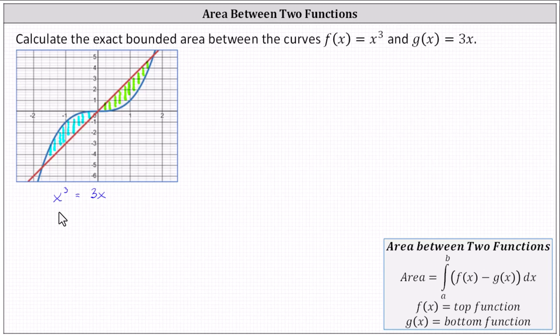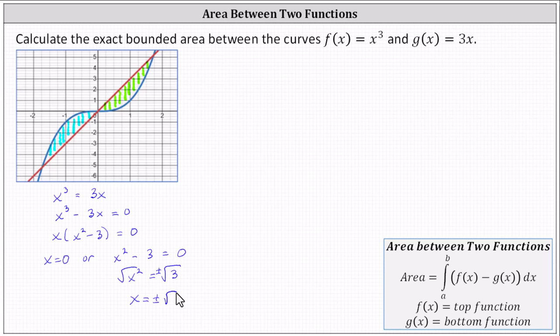Let's subtract 3x on both sides, which gives us x cubed minus 3x equals 0. Next we'll factor out x, giving us x times the quantity x squared minus 3. The product on the left is equal to 0 when x equals 0, or when x squared minus 3 equals 0. To solve x squared minus 3 equals 0, let's add 3 to both sides and then take the square root of both sides of the equation. We are going to have a positive and negative solution. To get both solutions, we need to include a plus or minus on the right, and we have x equals plus or minus square root 3.